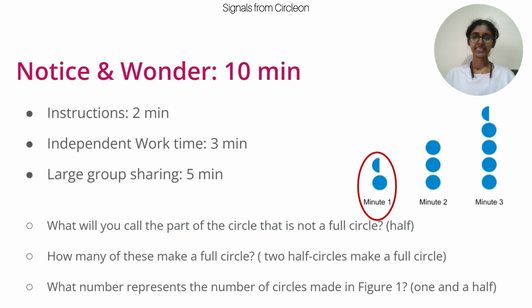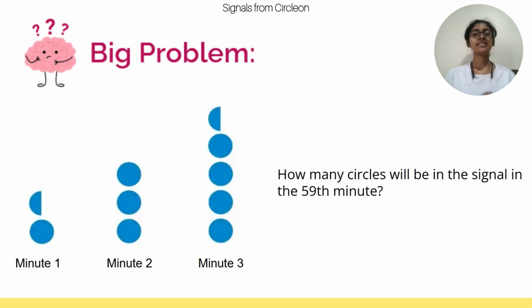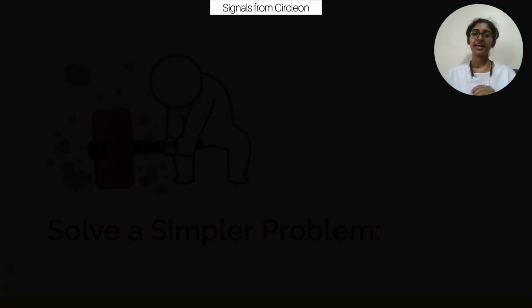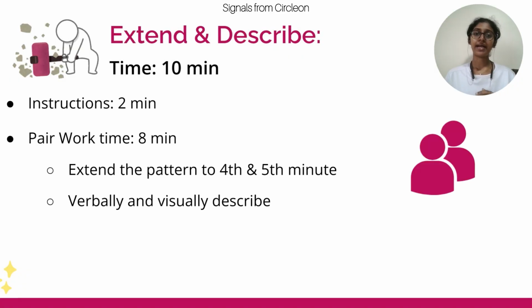As we conclude this section, we pause our big problem, which is how many circles will be in the signal in the 59th minute. Here the students will be introduced to the strategy of solving a simpler problem. For that, the students are going to extend the pattern to minute 4 and minute 5, where they will actually draw it. Encourage them to use different colors to shade the new parts so that they can distinguish the new parts of the figures or signals from the old parts. They will verbally and visually describe how they see the pattern growing here.